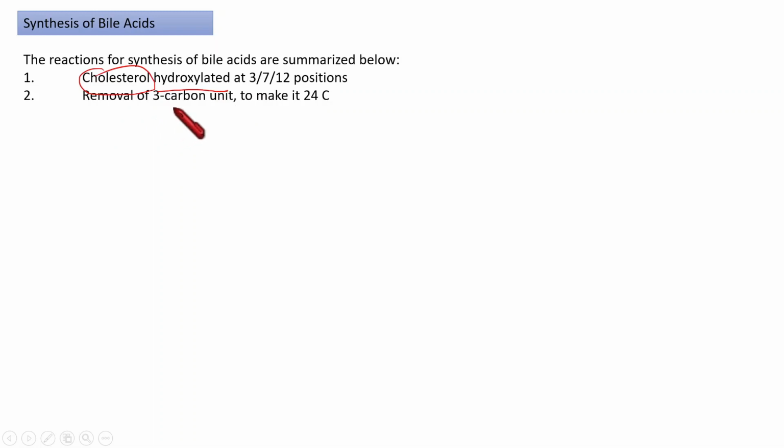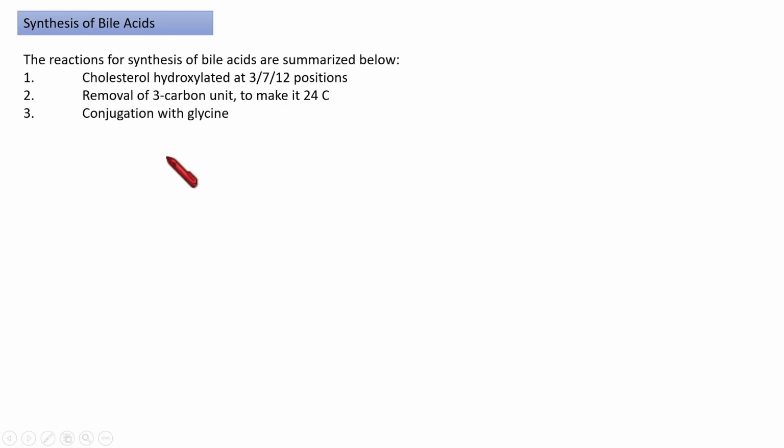Then the second reaction is removal of a 3 carbon unit from the cholesterol to make it a 24 carbon compound. So from that 27 carbon cholesterol, I need to remove a 3 carbon unit to make it 24 carbon, because I already told you that the bile acid compound consists of 24 carbon. So that is the second reaction.